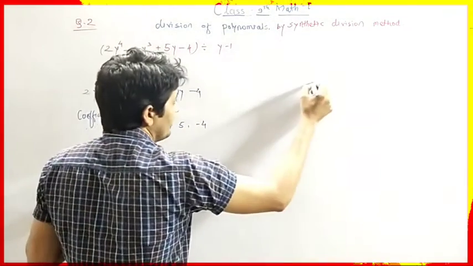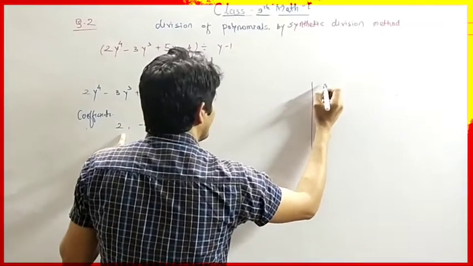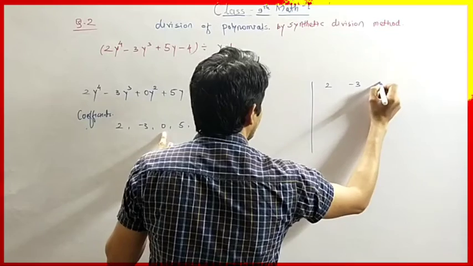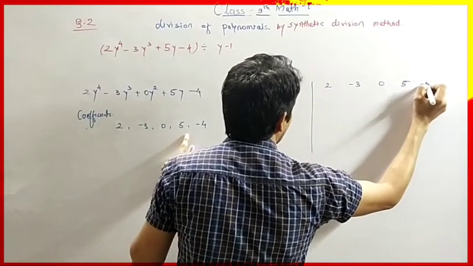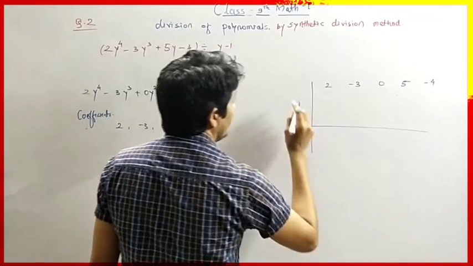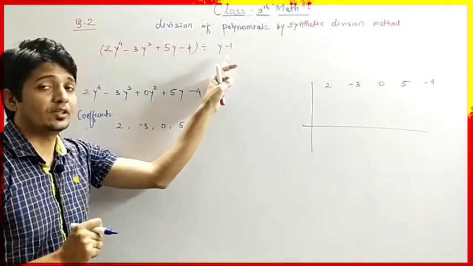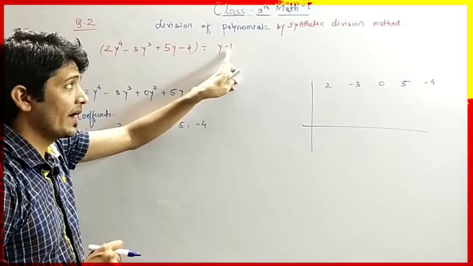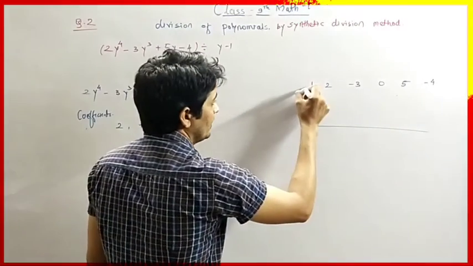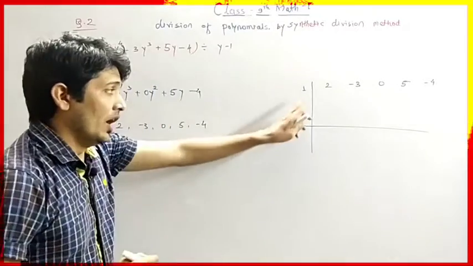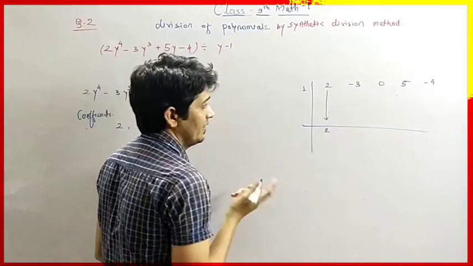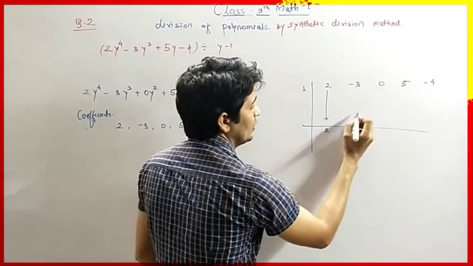So again we have to draw the table. Here we have to write 2, minus 3, 0, 5 and minus 4. Then here we have the divisor y minus 1. The minus 1 of the divisor, we always have to take its opposite. So the opposite of minus 1 is 1. Now first we have to place this 2 as it is here. Now 1 into 2 is 2.